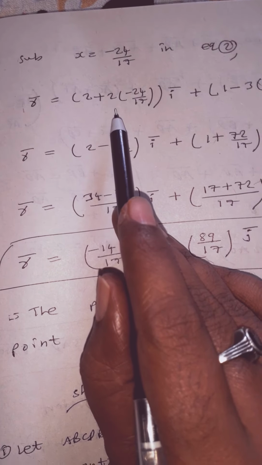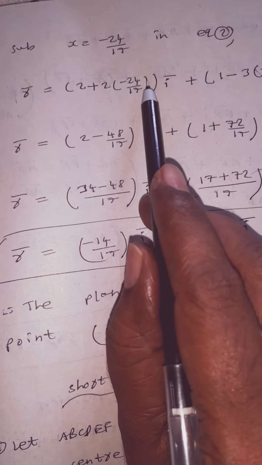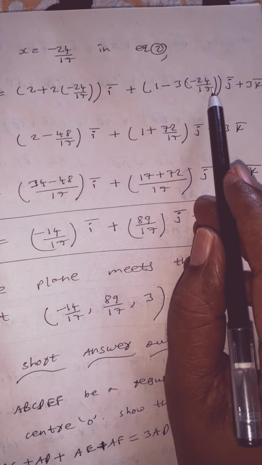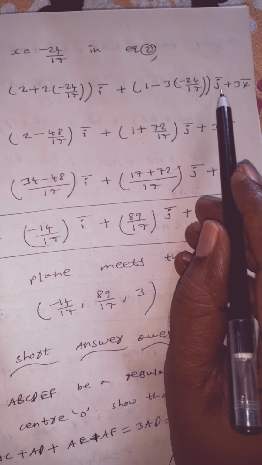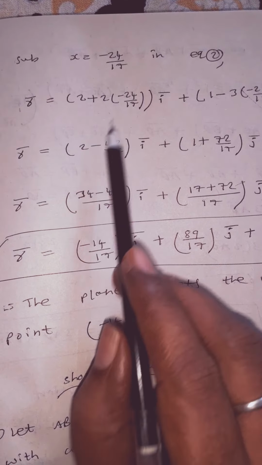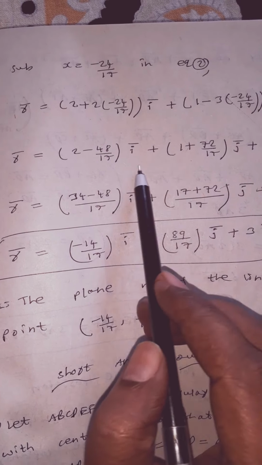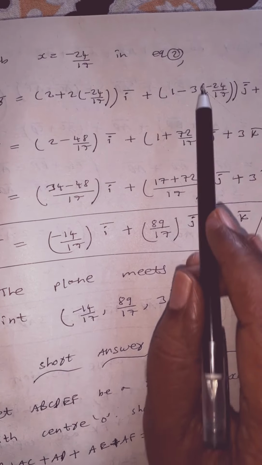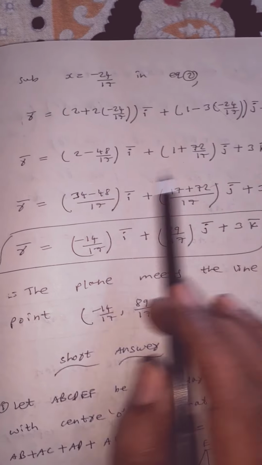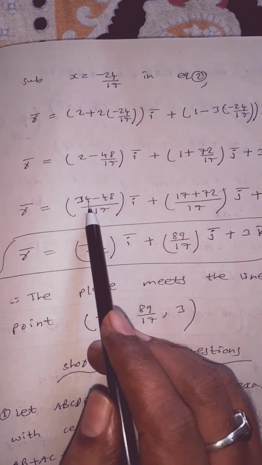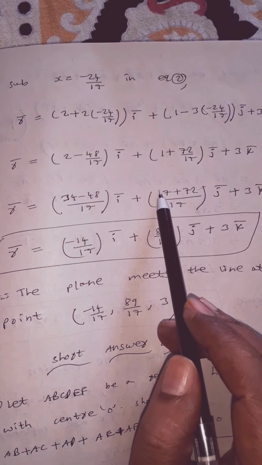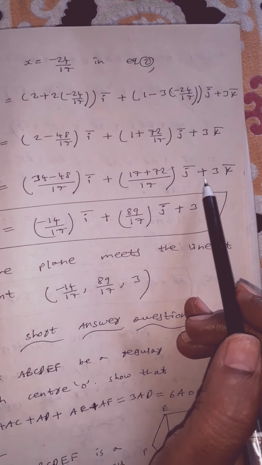So r bar equal to 2 plus 2 into x, how much? Minus 24 by 17 into i bar plus 1 minus 3 into x value is minus 24 by 17 j bar plus 3k bar. So here write 2 as it is. Plus into minus is minus. 2 into 24 is 48 by 17. Next write 1 as it is. Minus into minus plus. 24 3s are 72. Next plus 3k bar. So here LCM is 17. 17 twos are 34 minus 48 by 17 i bar. Here also LCM 17. 17 plus 72 by 17 j bar plus 3k bar.